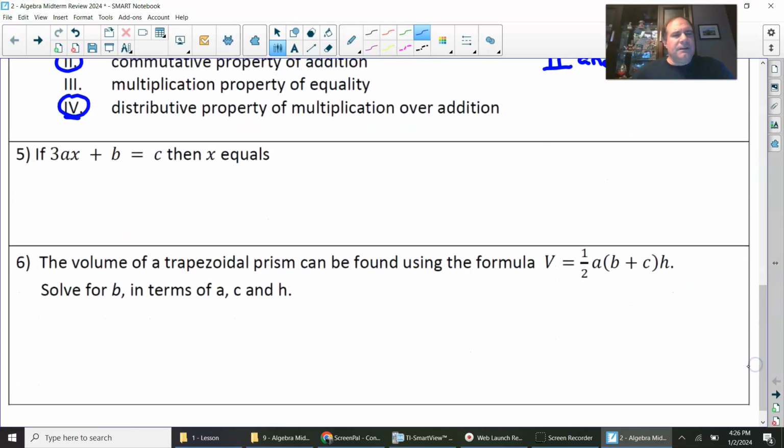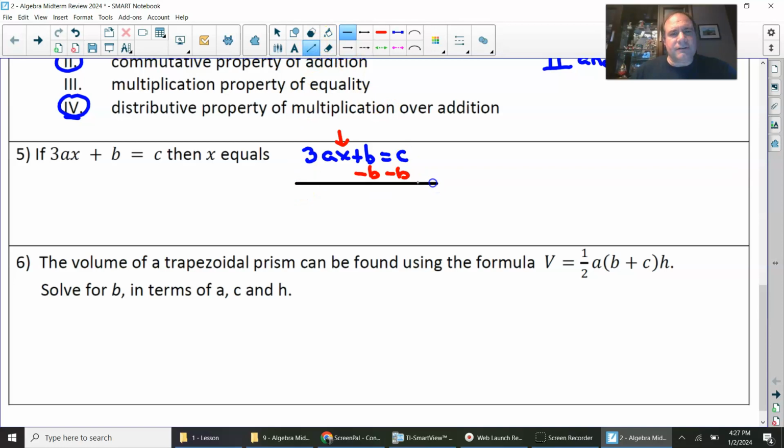Number 5, we're getting into literal equations. So I'm just going to rewrite 3ax plus b equals c. And we have to solve for x. So here's the x right here. So you have to solve for that. So the first thing that I want to do is subtract b on both sides. That's the first step. The b's cancel. So I'm just going to write 3ax equals c minus b.